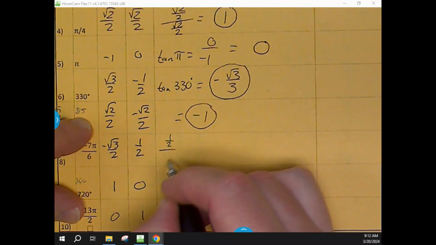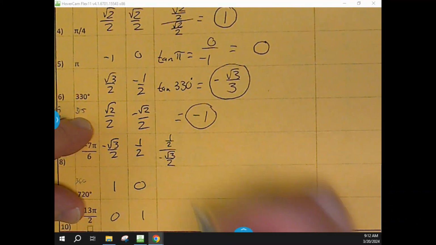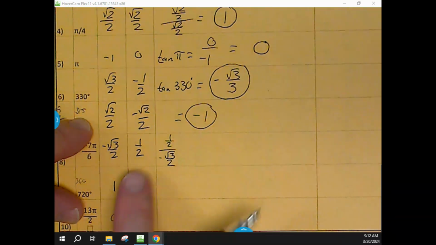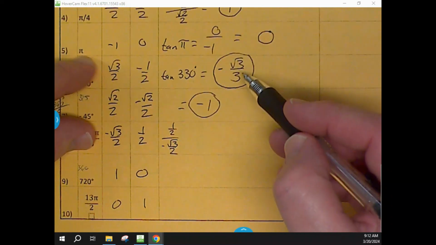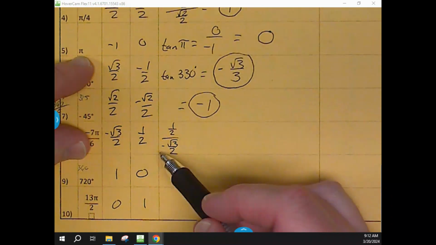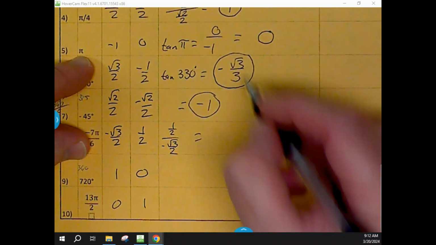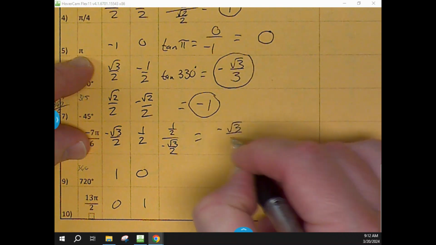Okay, we go to the next one. This is 1/2 over negative square root of 3 over 2. Again, you don't have to reinvent the wheel because that answer is right here, right? Exact same thing. It's a positive and a negative. So the answer is going to be negative square root of 3 over 3.